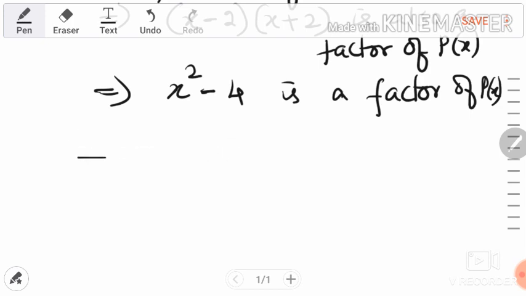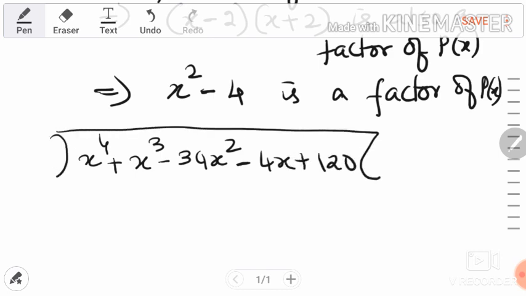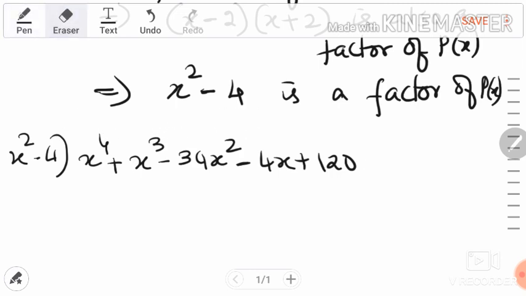So we use the long division method. x to the power 4 plus x cube minus 34 x square minus 4x plus 120, divided by x square minus 4. To find the terms of the quotient, we will follow a step-by-step procedure that we had learnt in the previous video class. Now solve in your rough columns.